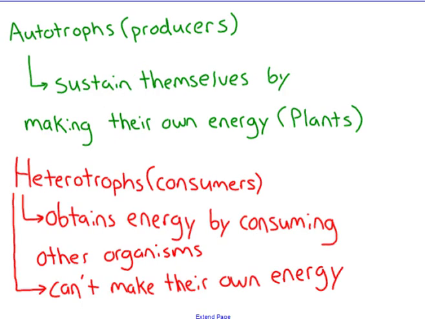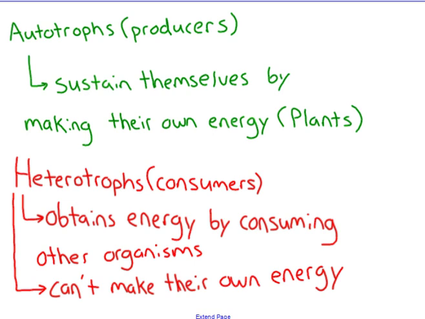The last two concepts I want to talk about here are autotrophs and heterotrophs. One thing I want to say right away, I kept autotrophs green because autotrophs are going to do photosynthesis. Autotrophs, layman's terms name is a producer because they sustain themselves by making their own energy. So this is something that can make its own energy and does not need to eat other things. An example of this would be plants.